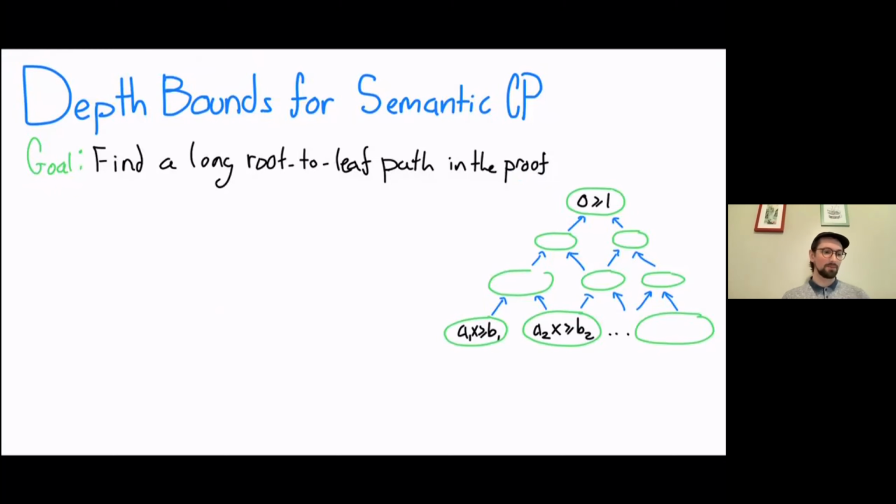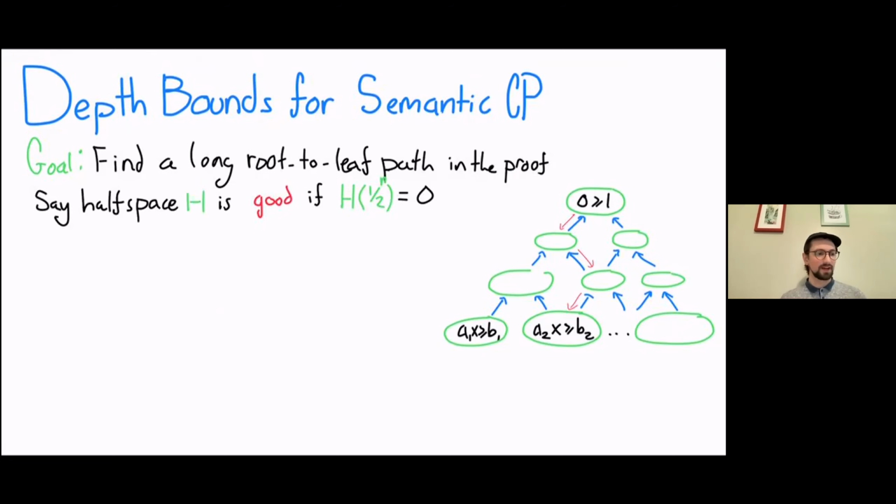Yeah, so the goal in our proof is we fix the semantic cutting planes refutation of this lifted formula, and we just want to find a long path in this proof. And as usual, we're going to say that a half space is good if it is falsified by the all half point.